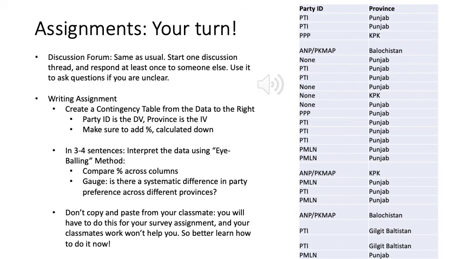Then in 3 or 4 sentences, interpret the data from your contingency table using the eyeballing method. The eyeballing method, again, is to compare percentages across columns. Here's the test. Is there a systematic difference in party preference across different provinces? Do people from KPK or Balochistan favor parties to a different degree than people in Punjab or Gilgit-Baltistan?